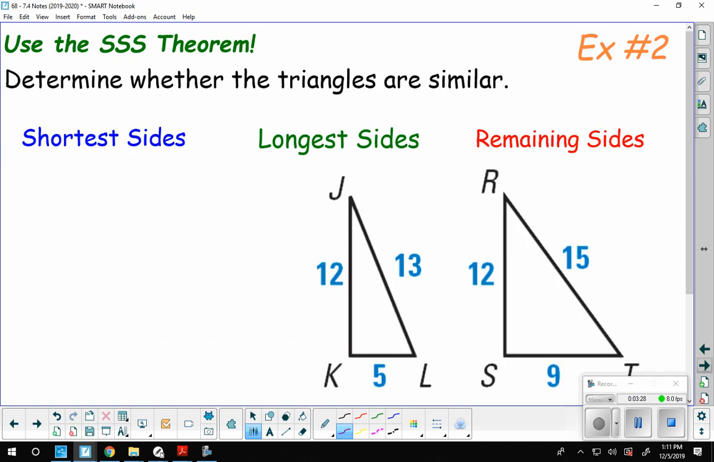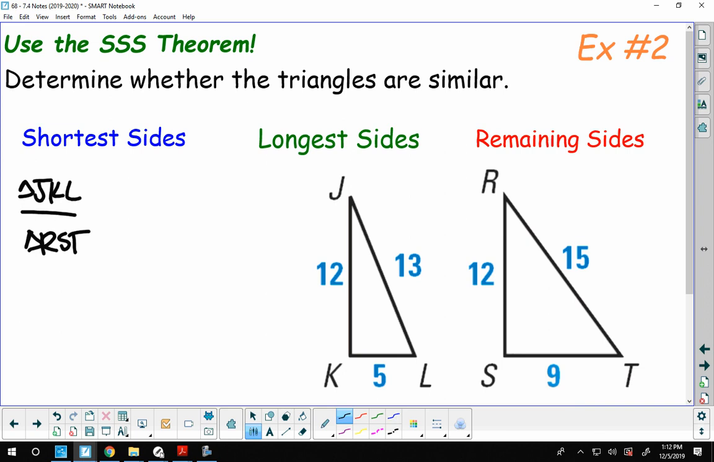So determine whether these triangles are similar. Let's compare all of the corresponding side lengths and make sure the ratios are equal. If they're not, then they're not similar. So the shortest side in, it doesn't matter, let's do triangle JKL on the top, and then triangle RST on the bottom. The shortest side in this triangle is 5, and the shortest side in the bigger triangle is 9. That does not simplify, so now let's compare the longest sides. 13 is the longest side in this triangle, and 15 is the longest side in this triangle. That does not simplify either.